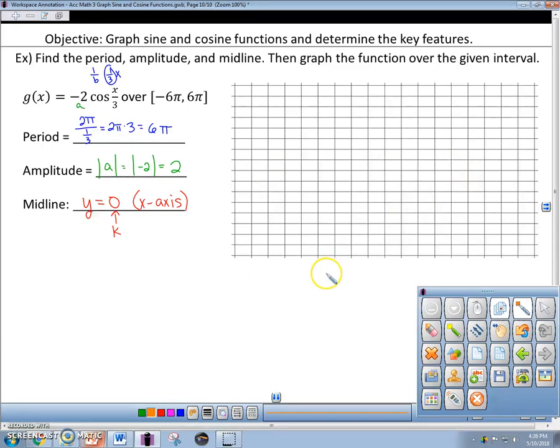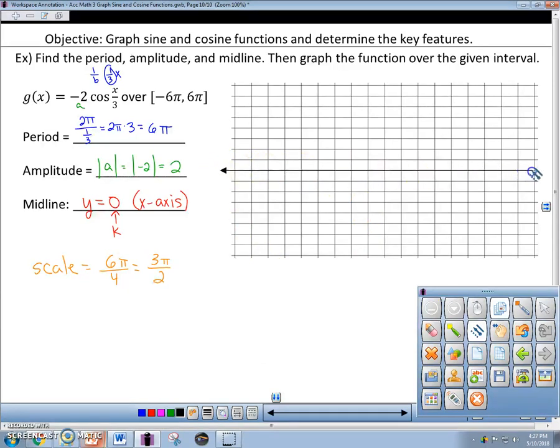All right, so now what I need to do is figure out what scale I want to use here, or what scale might be helpful to me. So I'm going to take my period of 6 pi radians and divide it by 4. And that gives me 3 pi over 2 radians as a possible scale. Now you can change this if you have enough squares to make it work. But we're going from -6 pi to +6 pi, so I don't know that we want to mess around with that too much.